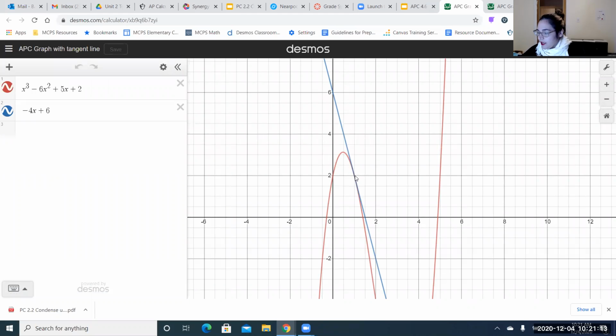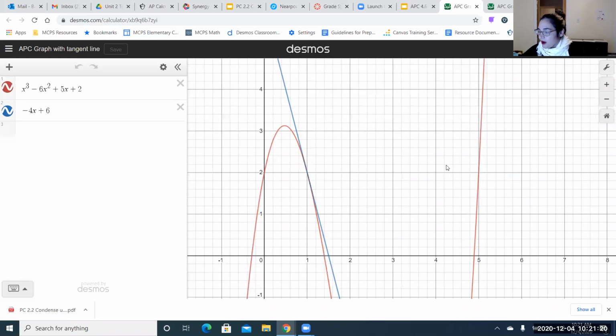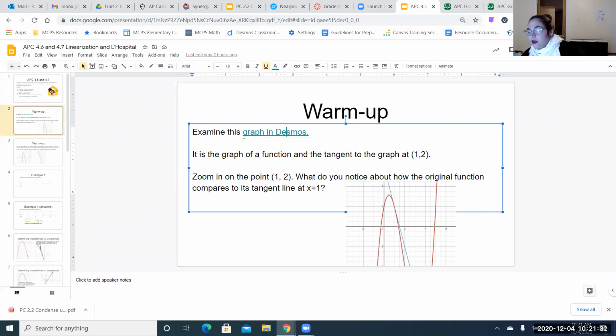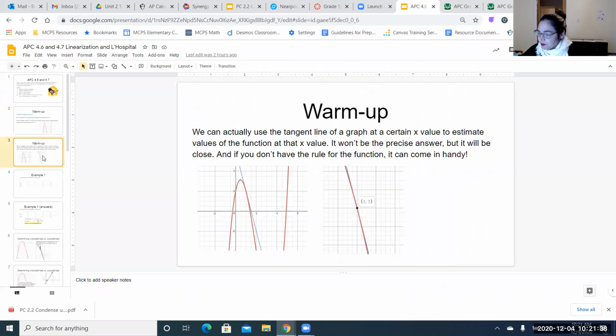And here's the point (1, 2), right? And so you're going to zoom in on that point and think about what you noticed. You can pause the video now and zoom in on that point and think about what you noticed. Okay, so hopefully you've had a chance to pause the video and really look at it.